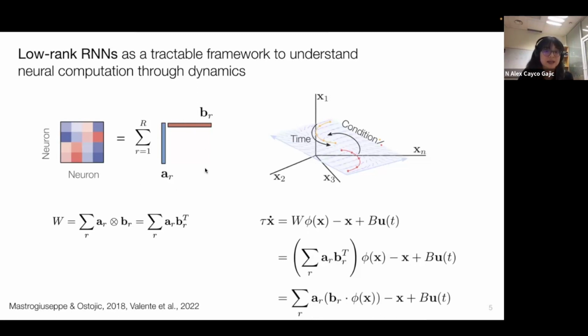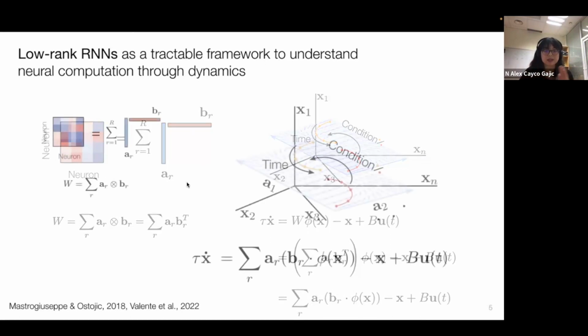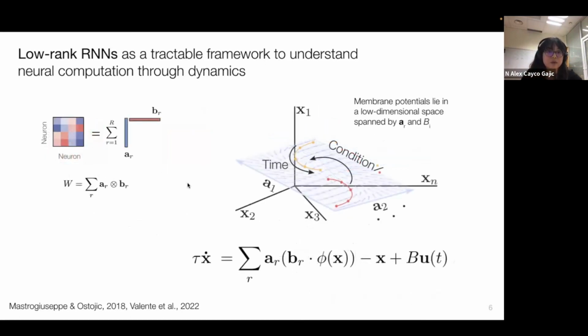So what that means, to step out and take the big picture, is that with low-rank RNNs, the reason they're so useful is because we know a priori that the x's, which are the membrane potentials, are going to lie in a low-dimensional space that's spanned by the column vectors of the low-rank decomposition of the weights, but also the column vectors of the inputs. So this becomes very useful, because we already know what the low-dimensional subspace is. We don't have to go looking for it.